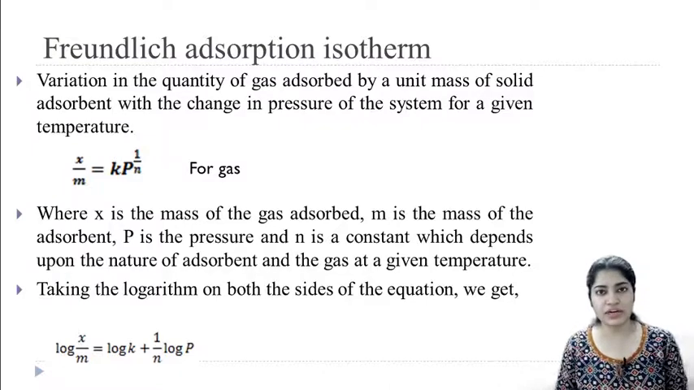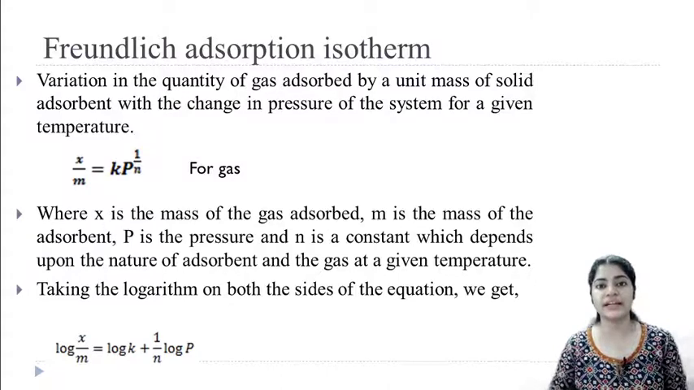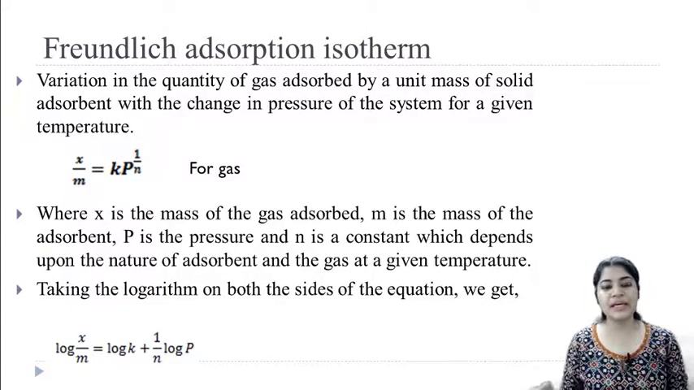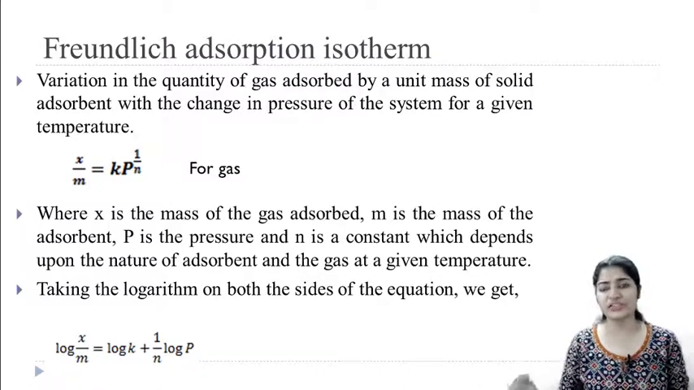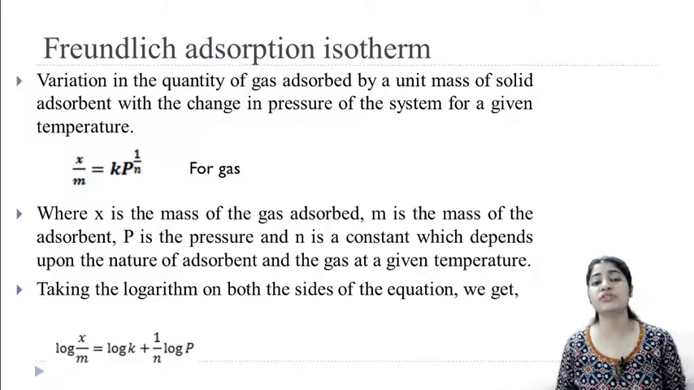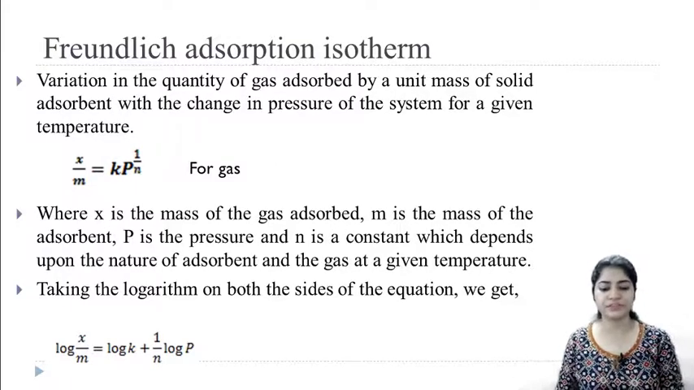Where x is the mass of the gas adsorbed, the mass of gas, the solute, which you are taking out. m is the mass of adsorbent you are using to carry out adsorption. P is the pressure of the system and n is a constant which depends on the nature of the adsorbent, like its porosity and capillaries. You don't have to study that in such depth. That is the characteristic of your adsorbent on which the n value depends.